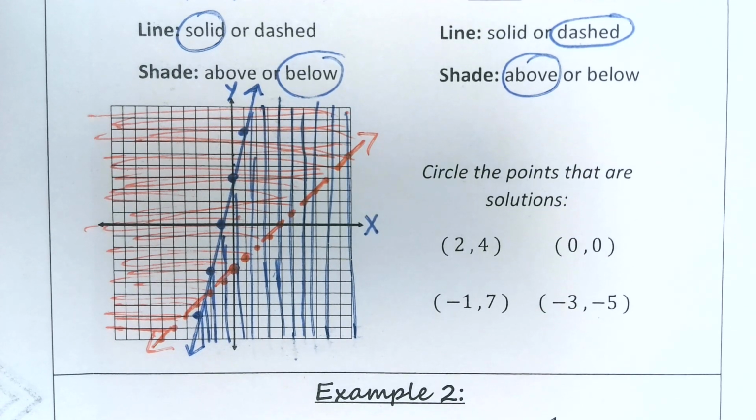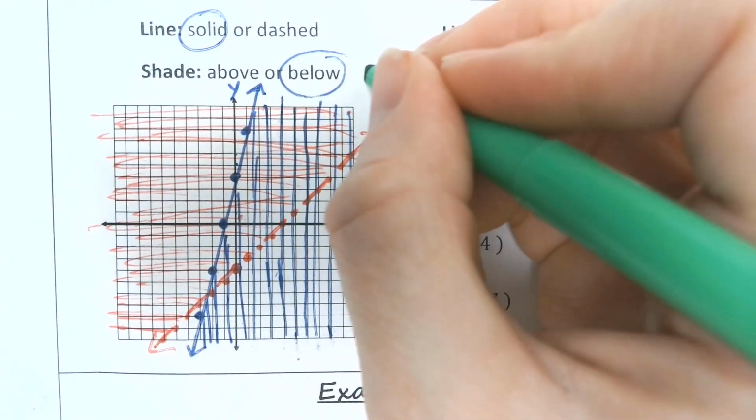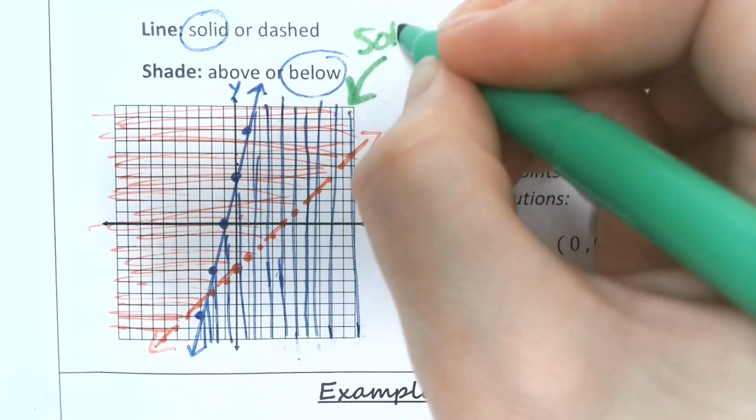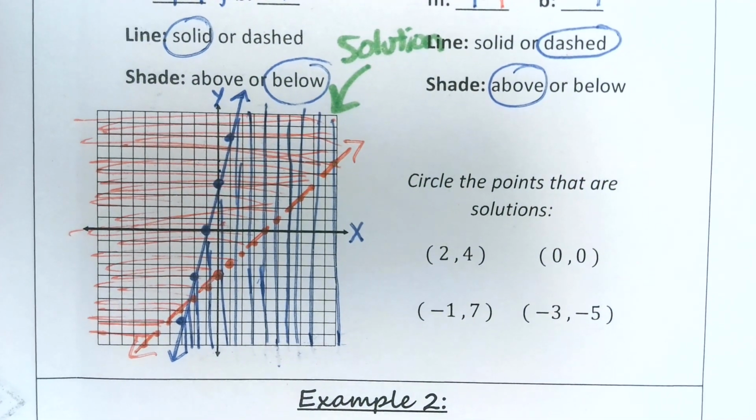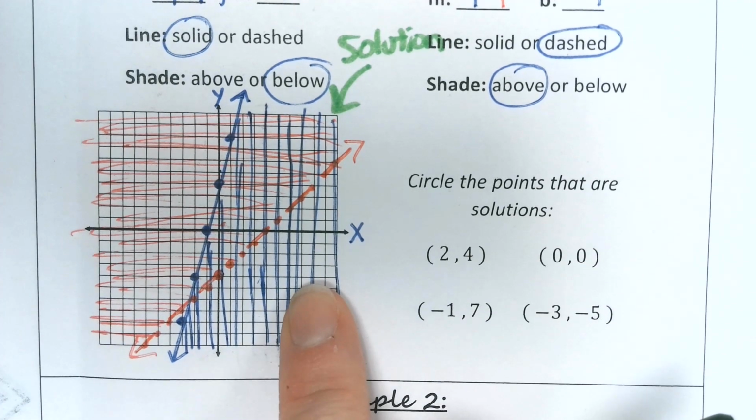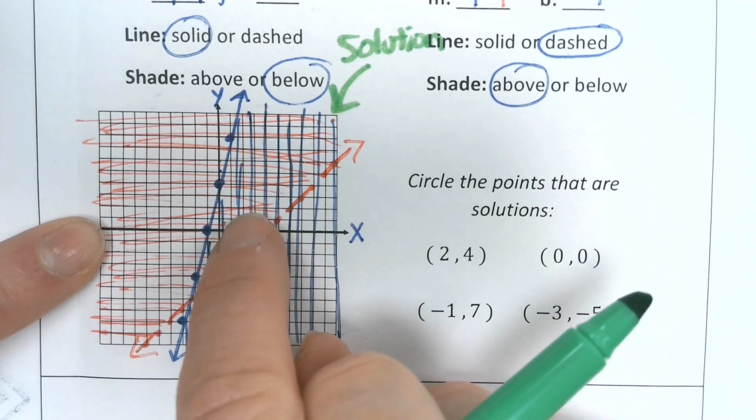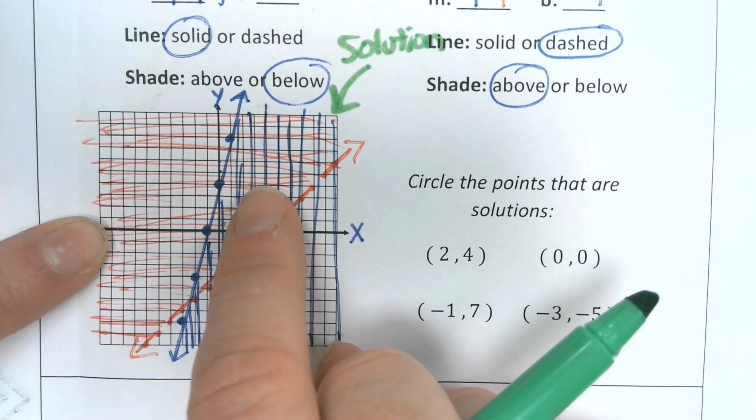So the whole graph is almost all shaded, but you're looking for the overlap. Anywhere in here is our solution. Anywhere in that double shaded area is the solution. So this is a single shade, this is a single shade, but right in here is our solution. If you want to darken that, you can. Or if you want to leave it just like it is, you can.